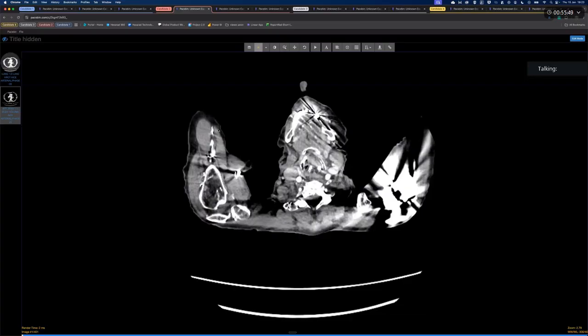So let's start. This is a patient who was referred for a CT thorax following an abnormal chest X-ray. Right, sir.